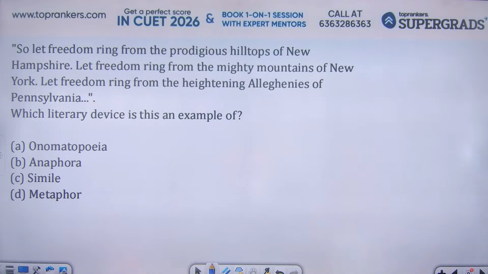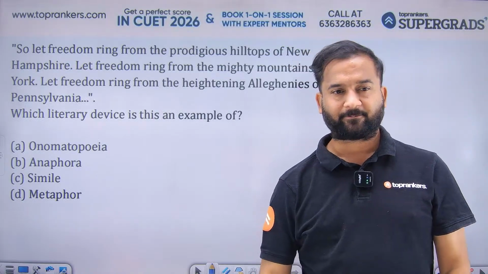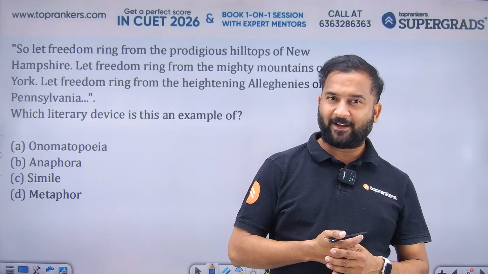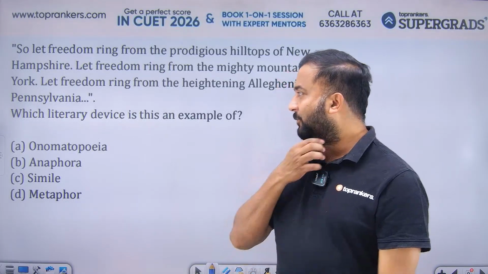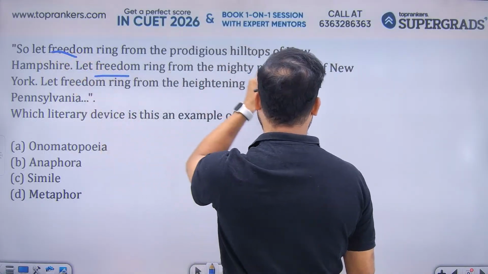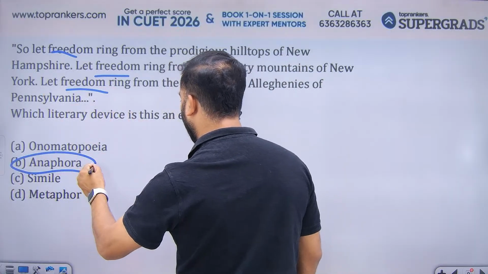This is the question and I am sure now you will be able to answer it, because we have had a discussion around everything. So which literary device is in this example? Let freedom, let freedom, let freedom. यही लिखा हुआ है सब जगह. So anaphora. Anaphora कहाँ पर होता है?